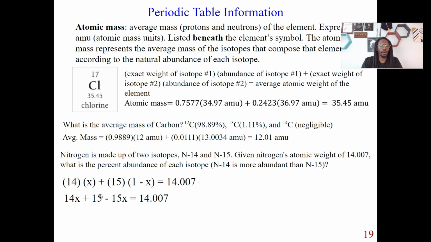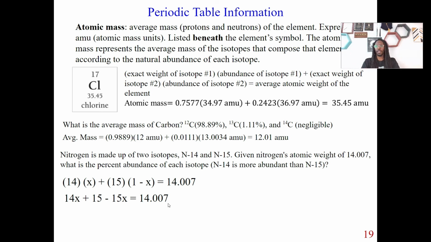So right now, let's talk about this step here. What I did here is I just distributed, right? I multiplied my 14 and x together to get 14x. That's what we see here. And then I multiplied my 15 times 1, and then 15 times negative x. So 15 times 1 is 15, and 15 times negative x is negative 15x. This is all that we did here, everybody. We just multiplied. All right, nod your head if you're with me. Cool. Now we're still just carrying over the 14.007.